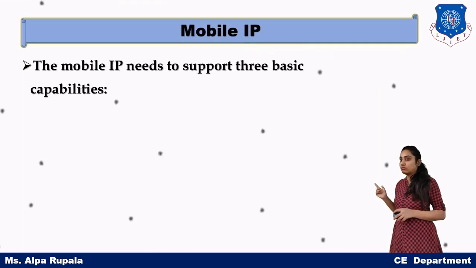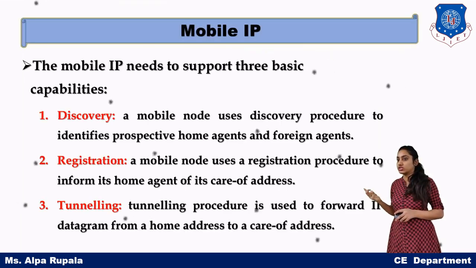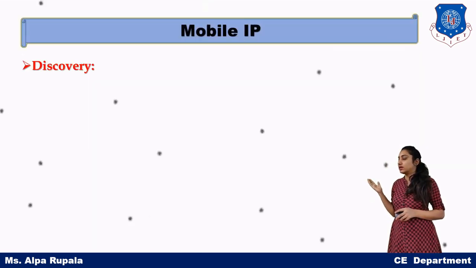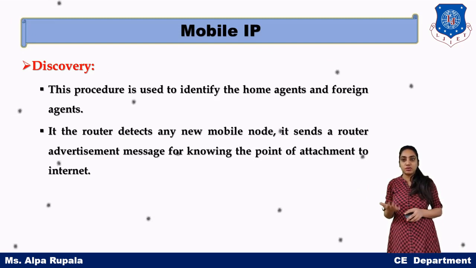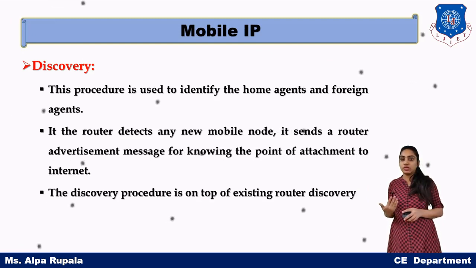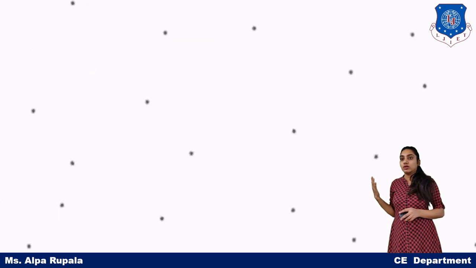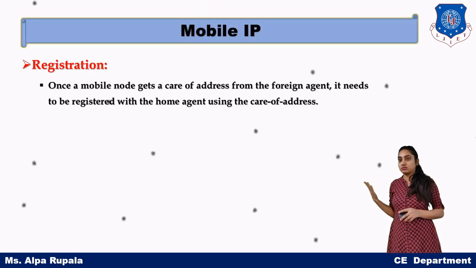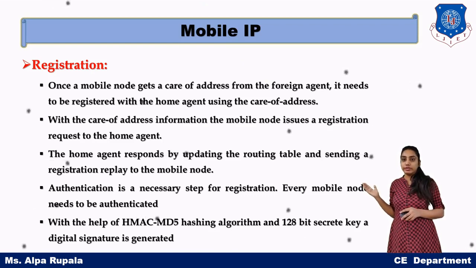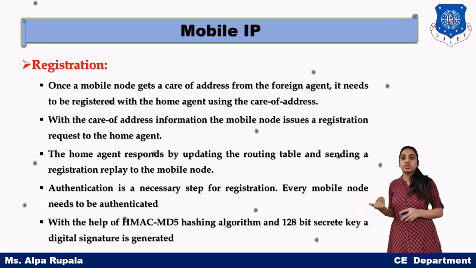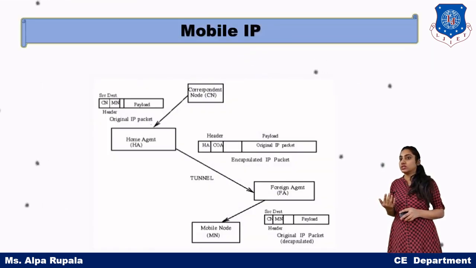So in mobile IP we have discussed discovery, registration and tunneling. In the discovery process, we discussed that an advertisement message will be there, and it will be answered. Next, the registration process. The important sub process is authentication, in which we have the HMAC MD5 algorithm. According to that algorithm, we generate the digital signature. Now the next is the tunneling process.